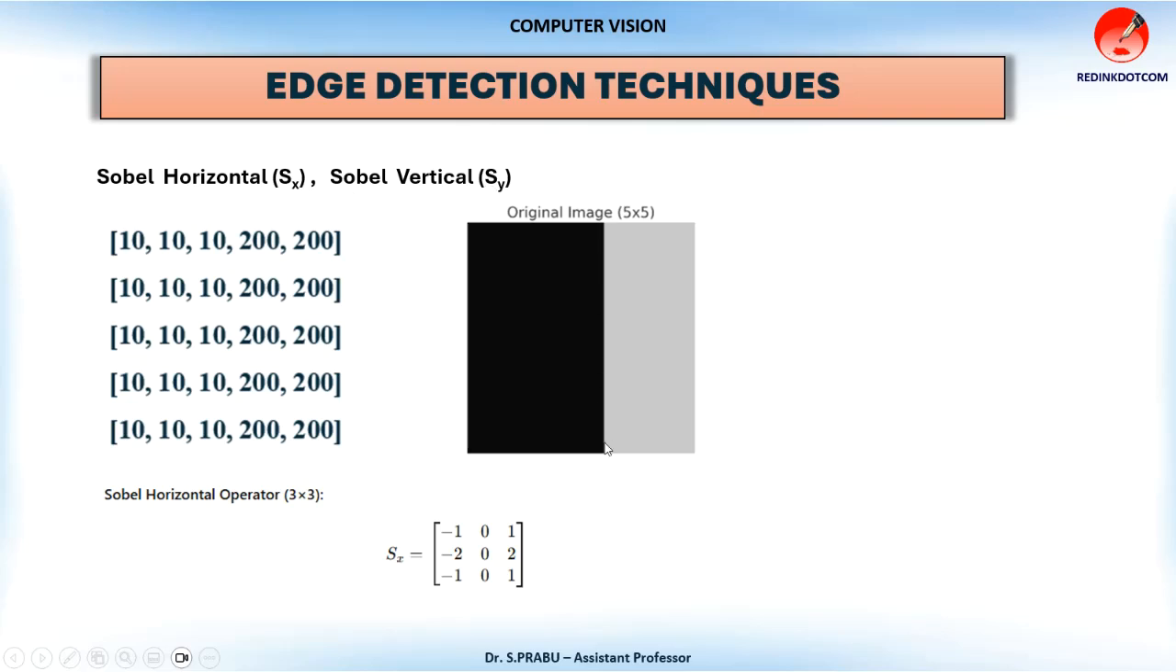So this is a vertical edge. So I am going to apply the Sobel horizontal operator. The horizontal operator only identifies the sudden changes of the vertical line. This kernel value looks like this.